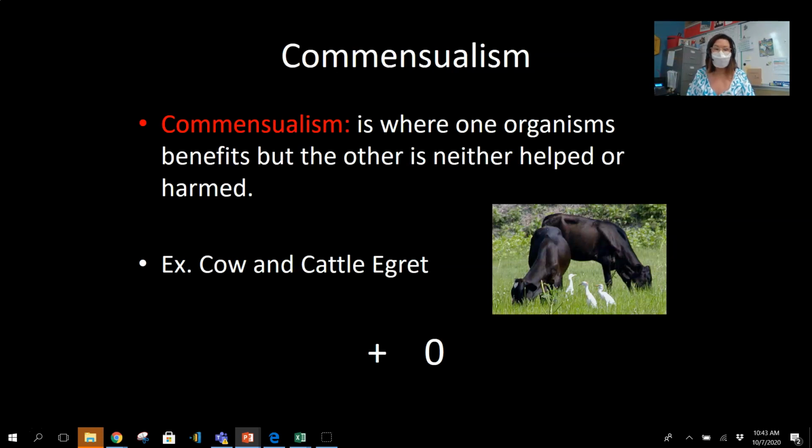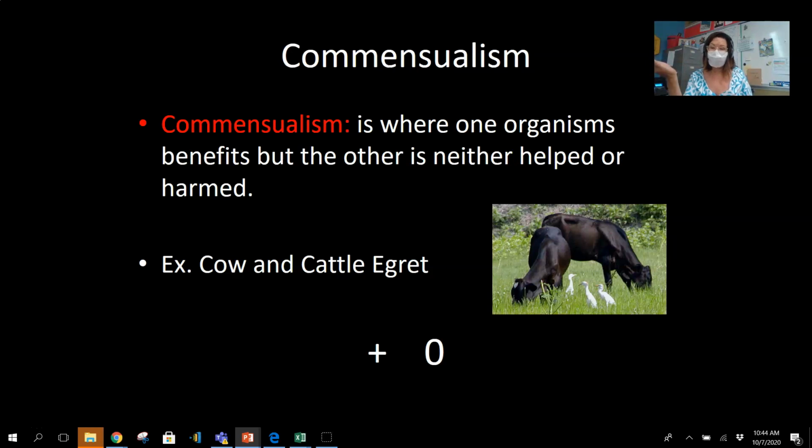Next, we have commensalism. Commensalism is where one organism benefits, meaning he's helped, so he would be a plus. And the other one is neither helped nor harmed. An example here is with our cow and our cattle egrets. The cattle egrets are these birds down here. The cattle will eat the grass, and when they eat the grass, bugs will come out. Like when you pull up something in the garden, you always see some kind of insects in there. That's where the egrets come in, and they will eat those insects.